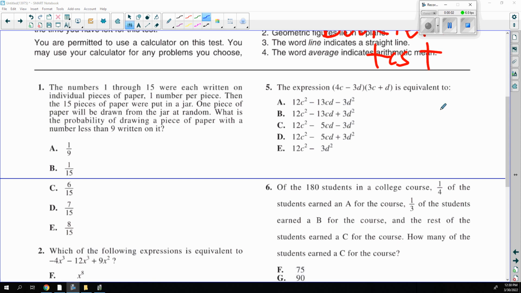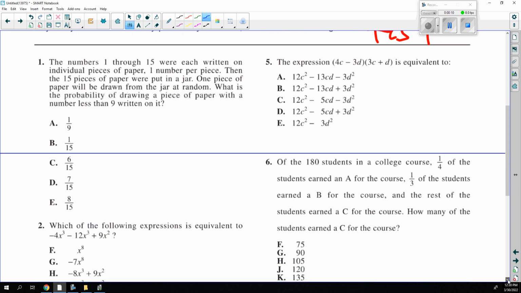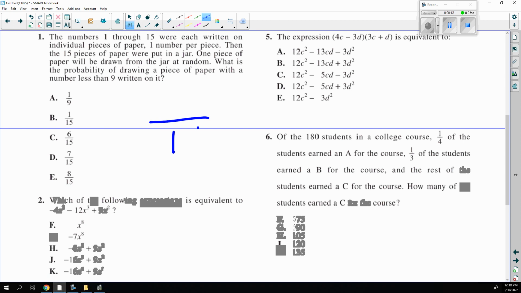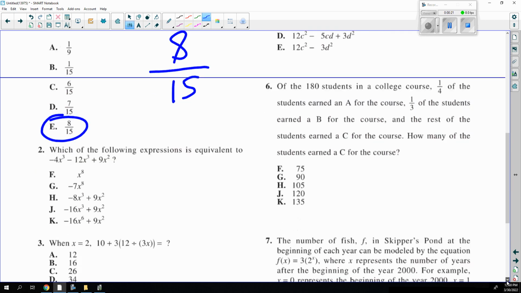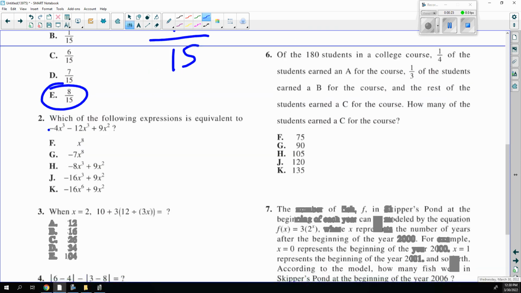All right, away we go. If you have a number 1 through 15 and you want less than 9, well, that's 8 numbers. So the denominator is 15, and the numerator would have to be 8. 8 out of 15.